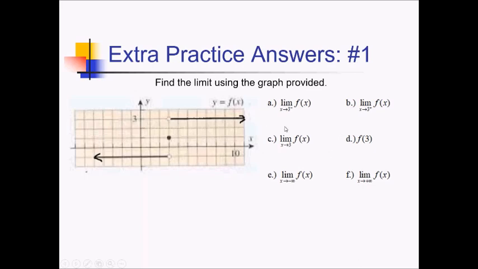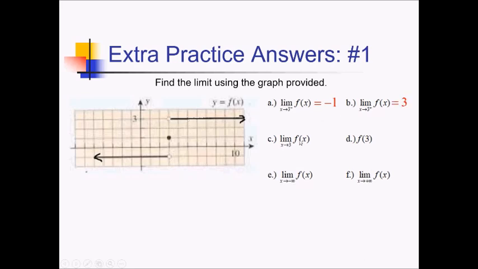So first one, part A, limit as x approaches 3 from the left side. So here's x equals 3. As we come from the left, we are approaching the y value -1 for that one. And then as we approach 3 from the right side for part B, that's up at the y value 3.